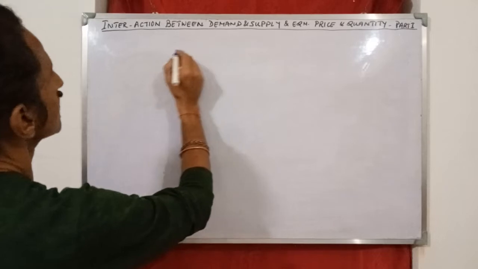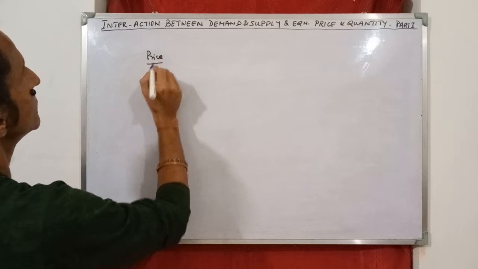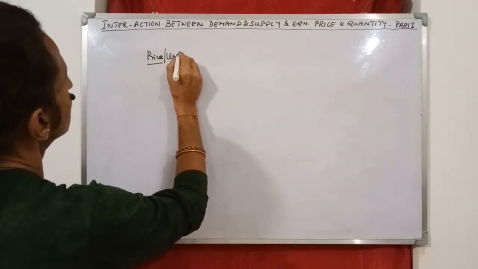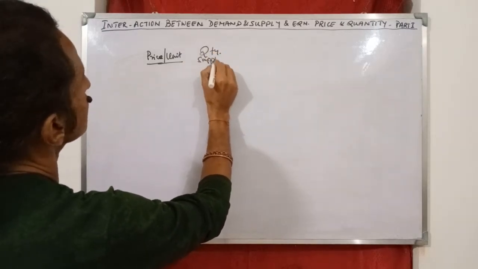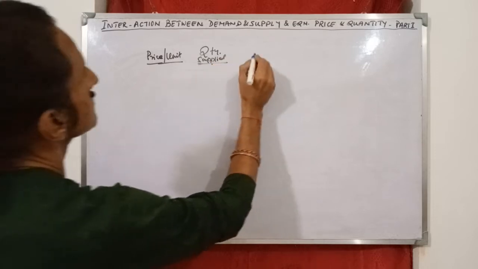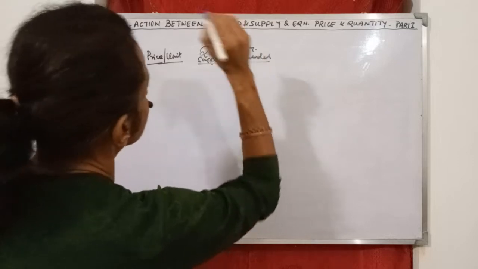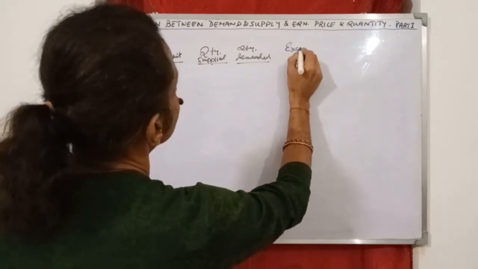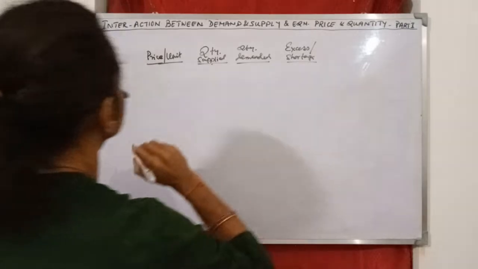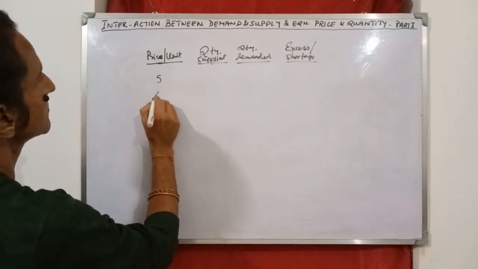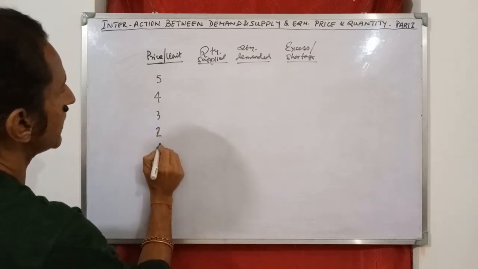Suppose this is price per unit. We make a few columns. Price per unit, quantity supplied in second column, quantity demanded in third column, and excess or shortage in fourth column. Let 5, 4, 3, 2, 1 be 5 different price levels.